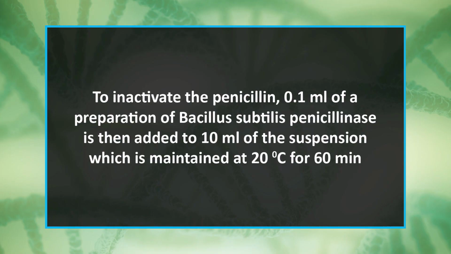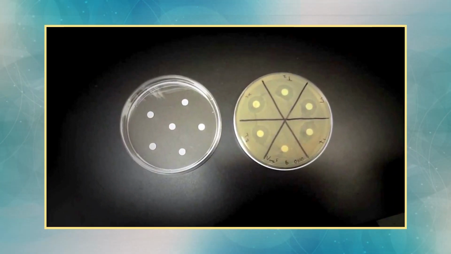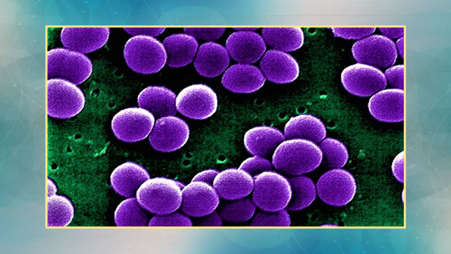Hg broth. To inactivate the penicillin, 0.1 ml of a preparation of Bacillus subtilis penicillinase is then added to 10 ml of the suspension, which is maintained at 20 degrees Celsius for 60 minutes. The inactivation of benzyl penicillin in the suspension is confirmed by an agar diffusion assay using Staphylococcus aureus Dakin as the assay organism.